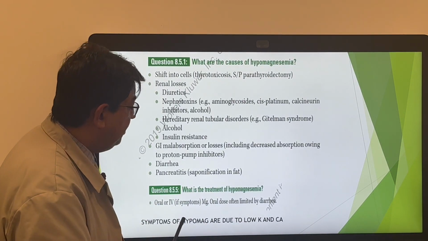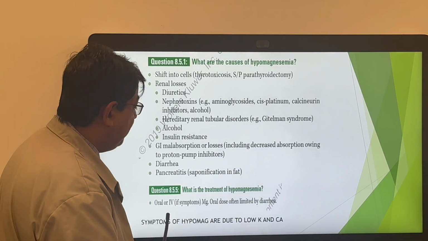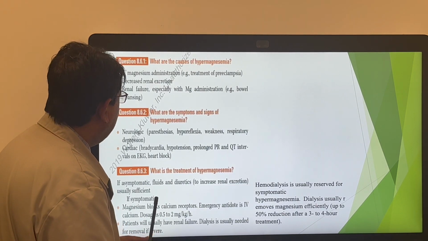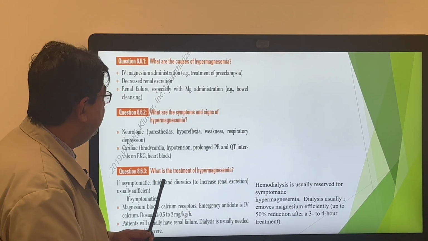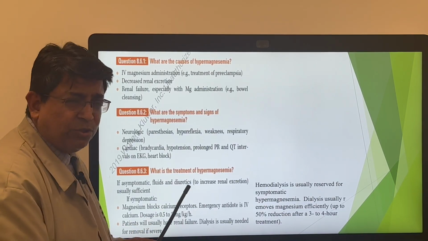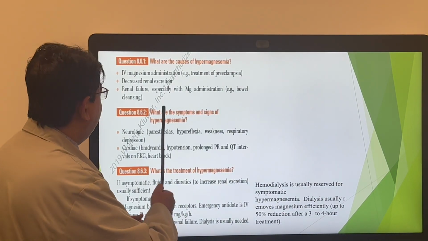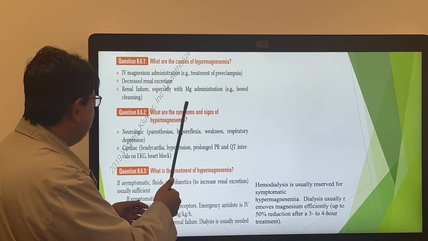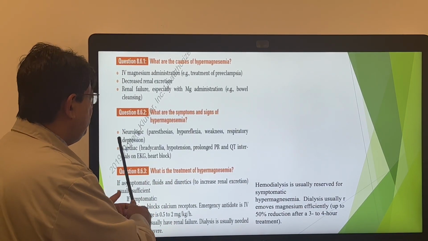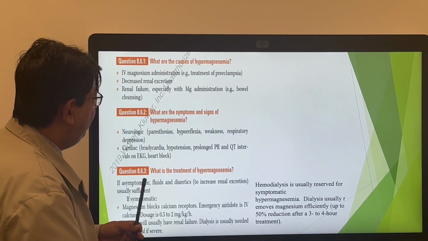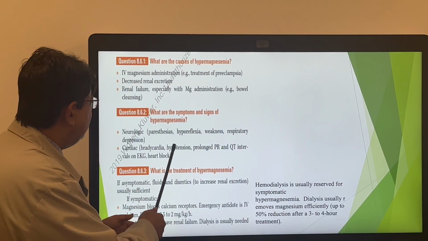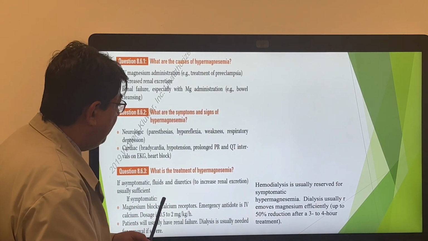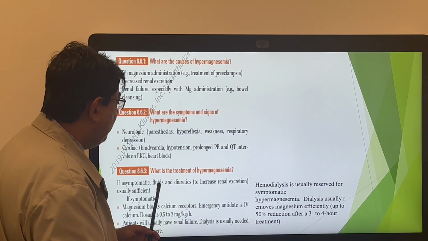Symptoms of hypomagnesemia are due to low potassium and calcium. So correction of potassium and calcium will be indicated. Next slide. Hypermagnesemia does occur. It's not so common and it's not so problematic usually, but it can occur with iatrogenic causes, decreased renal excretion, or bowel cleansing. Typically, it can cause some neurological symptoms, paresthesias, hyperreflexia, weakness, and respiratory depression, although these actually are not so common. And bradycardia, hypotension, prolonged PR and QT intervals on EKG, and heart block have been reported.